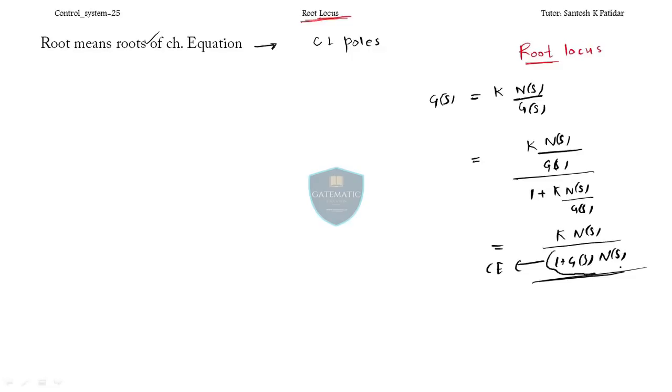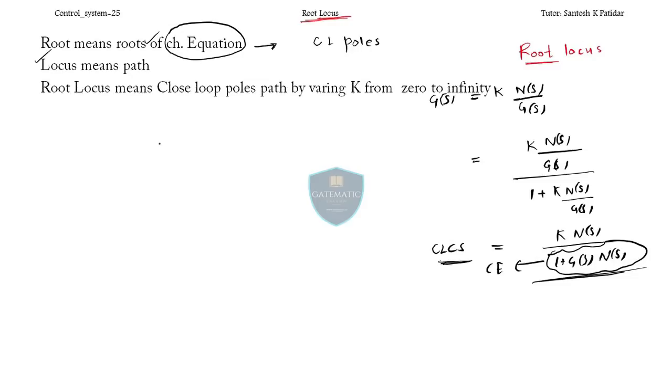So the characteristic equation is nothing but the poles of the closed loop control system. This is the closed loop control system, isn't it? So roots means roots of the characteristic equation only. That's why we are doing the stability test for the closed loop control system. What is the path? Locus. Locus means path, how your roots are moving. Now the root locus means the closed loop poles path by varying k from 0 to infinity.